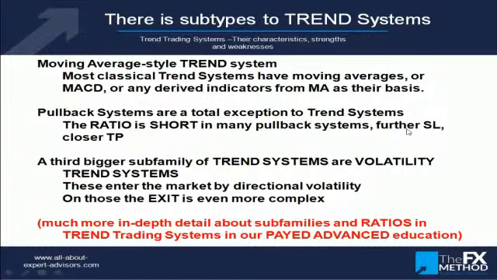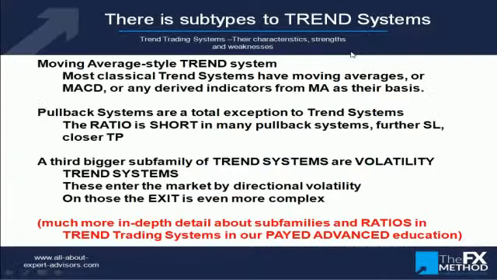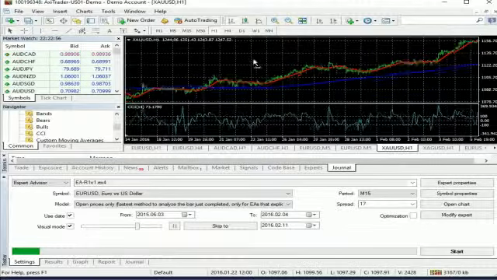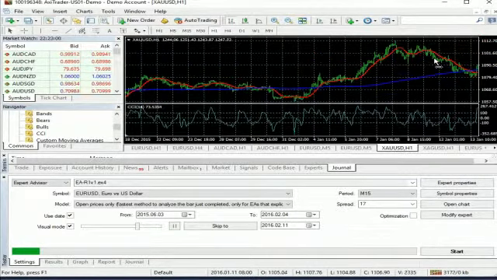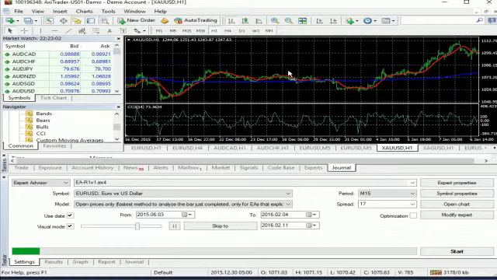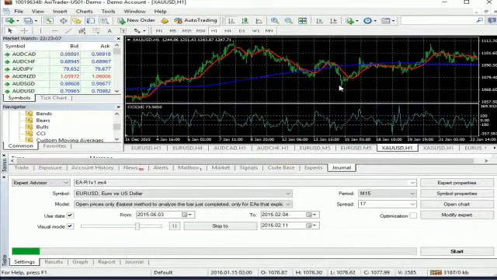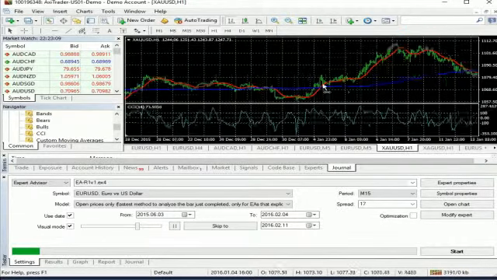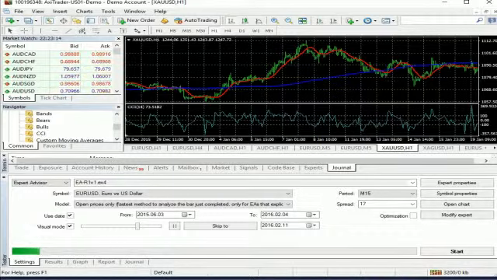The other, I would say almost complete opposite, since there are three big families in trend systems, is the pullback systems. Let me find a pullback here. For example here, we are already in an uptrend, coming from below. And this here, I don't know if you see my arrow, is a pullback.